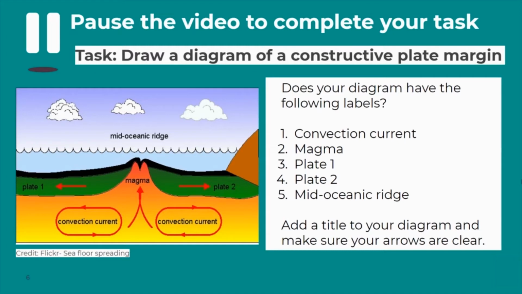Then can you include magma? Because that helps us to explain what is happening on the surface of the Earth. So those shield volcanoes that I mentioned. Add plate 1 and plate 2. And then let's use the specific name, so the mid-oceanic ridge. Now, give your diagram a title. Key thing, make sure your arrows are really clear. So it might be worth using a different color. And then let's carry on.